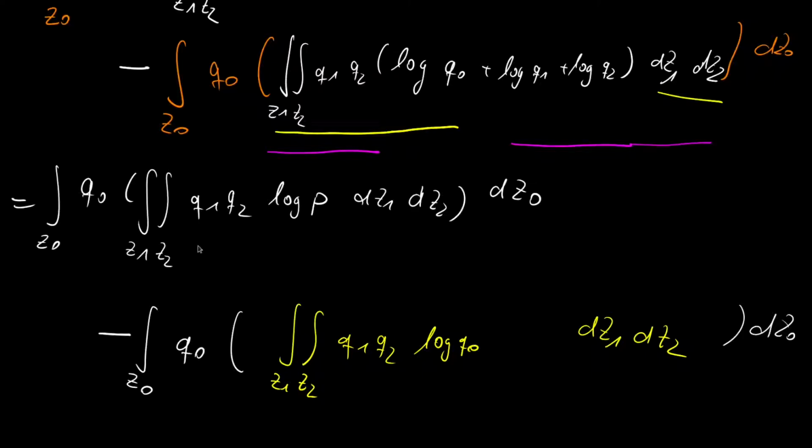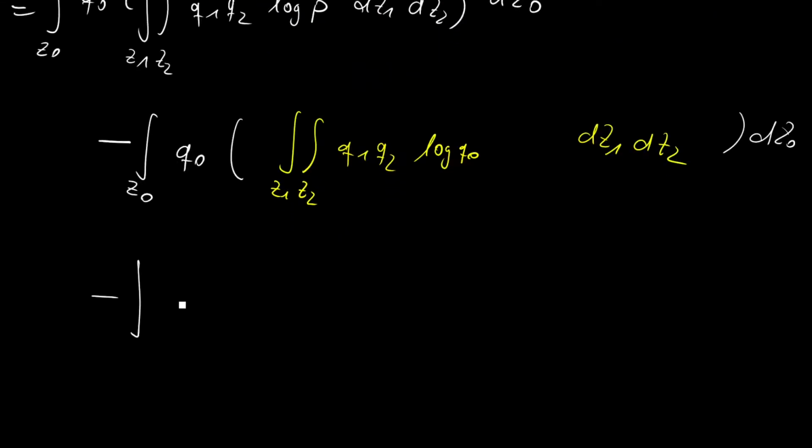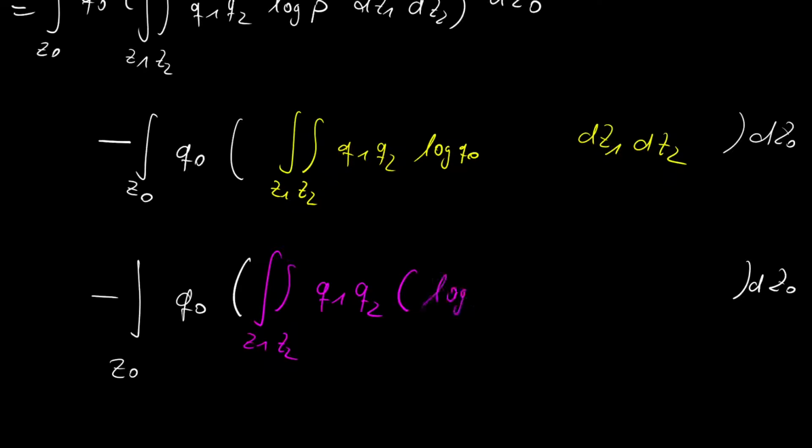For this, we introduce another outer integral. We have the integral over z0 of q0, then opening brackets, closing brackets, dz0. And in here, we again keep the double integral, z1, z2, over q1 and q2 of the logarithm of q1 plus the logarithm of q2, closing brackets, dz1, dz2.